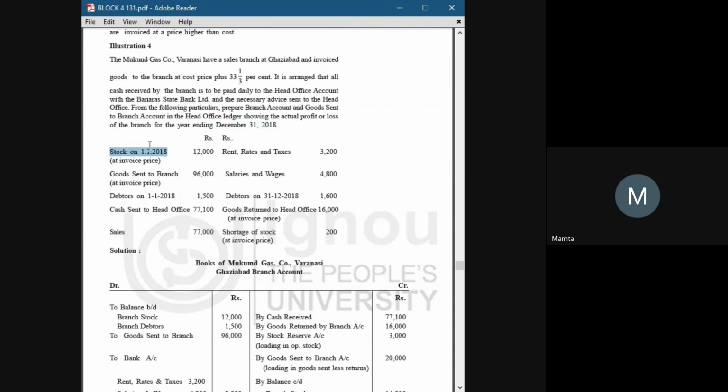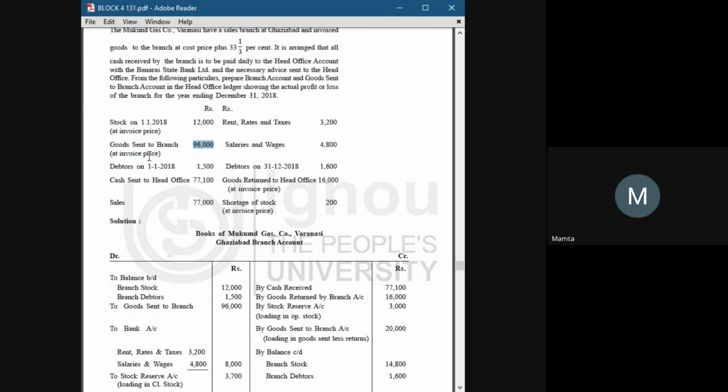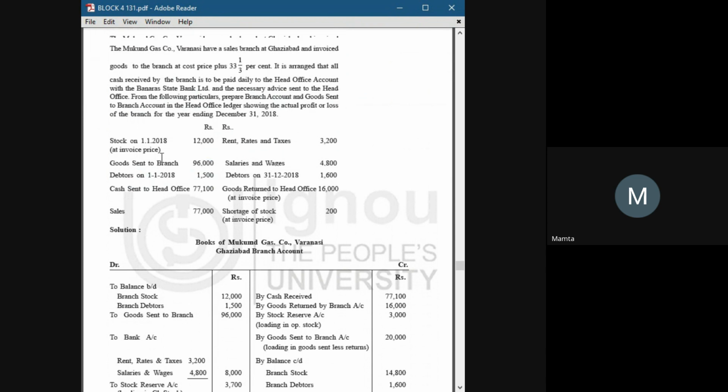Here it is: stock on 1st January 2018, meaning the opening stock, is also available at the invoice price. The amount is 12,000 rupees. Goods sent to branch: the head office sent these goods to the branch at invoice price during the year, which cost 96,000, and these goods are at invoice price.